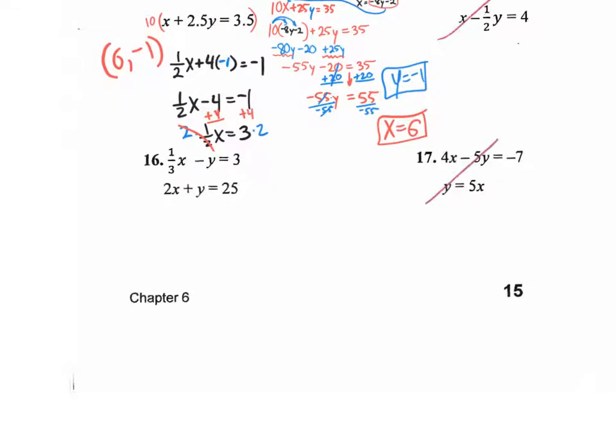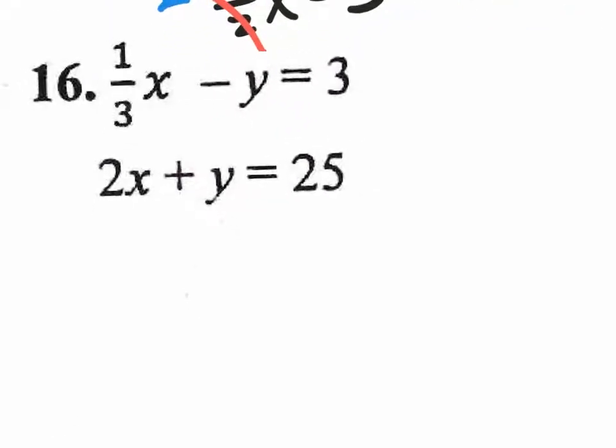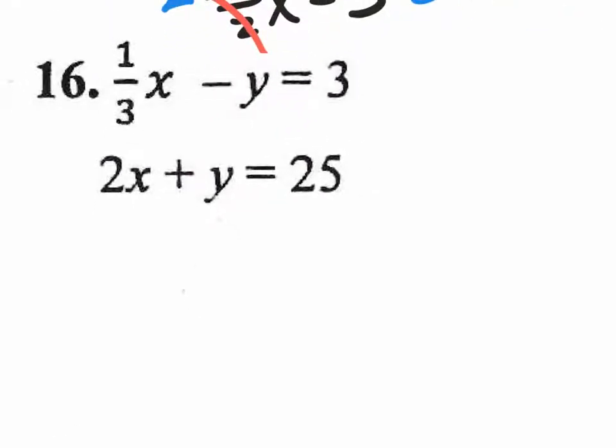Let's look at one with fractions. Again, I don't think I'm going to give you one on the quiz Friday with fractions. But just to let you know, you could still work it through. See, a lot of people freak out with number 16 with that fraction. If you don't want fractions, what could you do? You can multiply everything by 3. You could get rid of it, right?